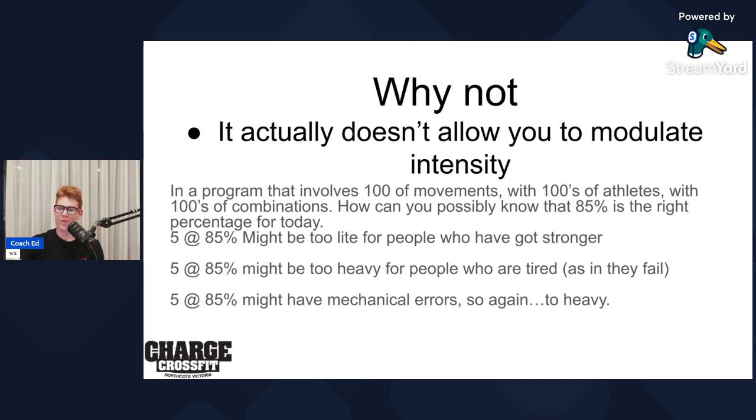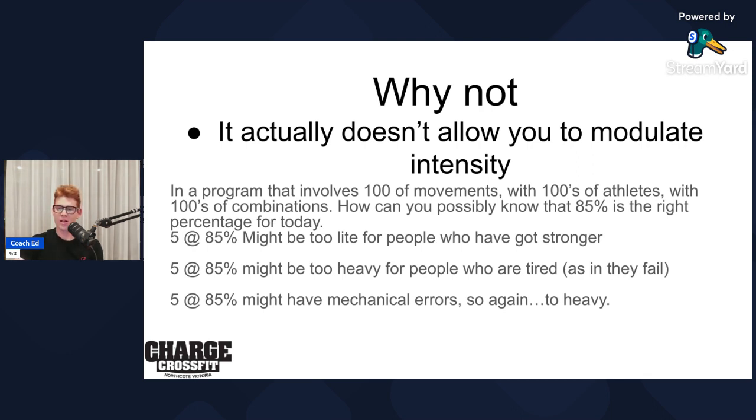85% might be too heavy for people who are just tired. You say, hey, you're doing 85% today, that's this weight, and they just can't do it on that day. Previous day's training, not enough sleep, you name it. And then you're going to have a group of people who can do the percentage, so they can actually perform the task, but they can't do it with good mechanics. So you're sacrificing good, safe position for this percentage, this number that you think is important for today.